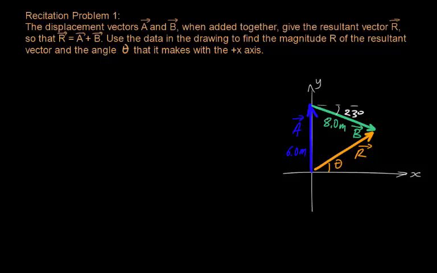Recitation problem 1. The displacement vectors A and B, when added together, give the resultant vector R, so that R equals A plus B. Use the data in the drawing to find the magnitude R of the resultant vector and the angle theta that it makes with the positive x-axis.